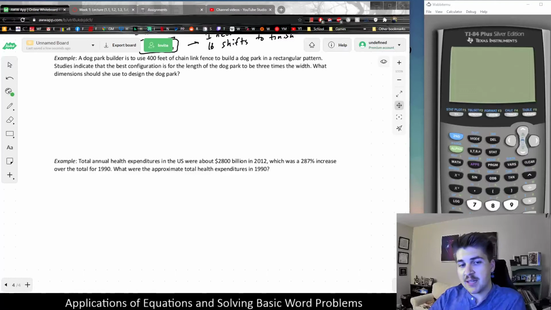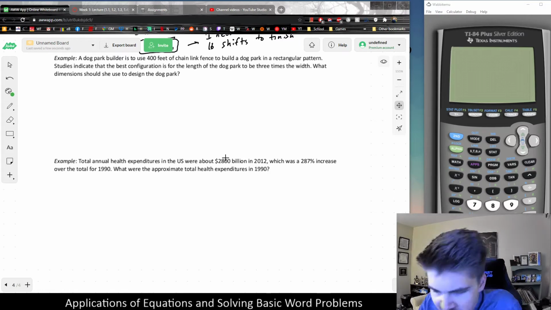Let's look at another application of simple linear equations, the last one on the packet. It says that the total annual health expenditures in the United States were about $28,000 billion in 2012. That's a weird way of writing it. That's the same as 2.8 trillion, whatever. I don't know why I wrote it that way. So anyways, it says which was a 287% increase over the total for 1990. What were the approximate total health expenditures in 1990?